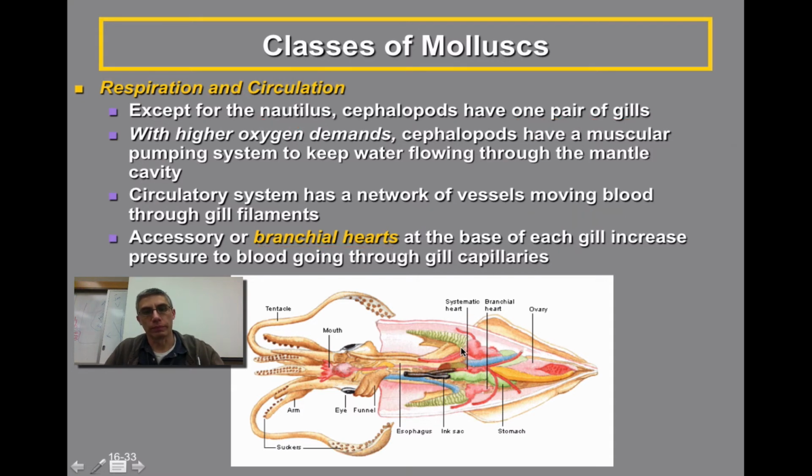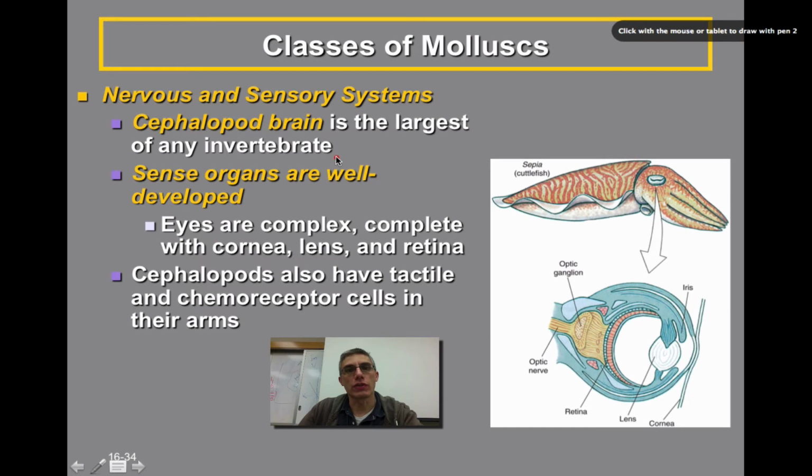So what's really amazing about these animals is that the nervous system and the sensory system in these animals is pretty well advanced. In fact, the cephalopod brain is considered the largest brain of any invertebrate. So again, when you're talking about invertebrates, you're talking about animals that do not have a backbone. So we're talking about the earthworms, we're talking about things like insects. These animals belong to that group, and when you compare the brains of these various inverts, these have the largest brains.